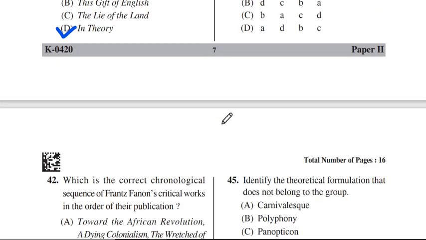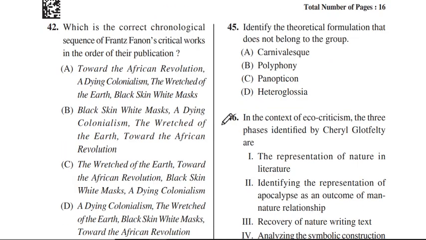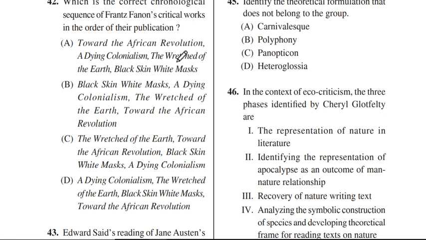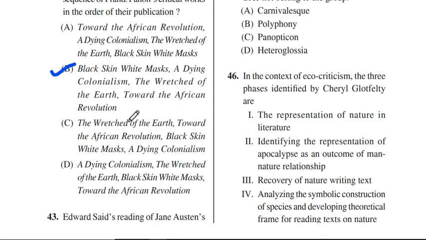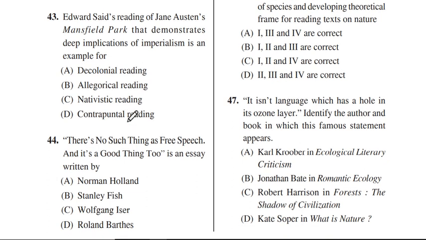Next, question number 42. Which is the correct chronological sequence of Frantz Fanon's critical works in the order of their publication? So for 42, the correct answer is B. Black Skin, White Masks; A Dying Colonialism; The Wretched of the Earth; Toward the African Revolution.